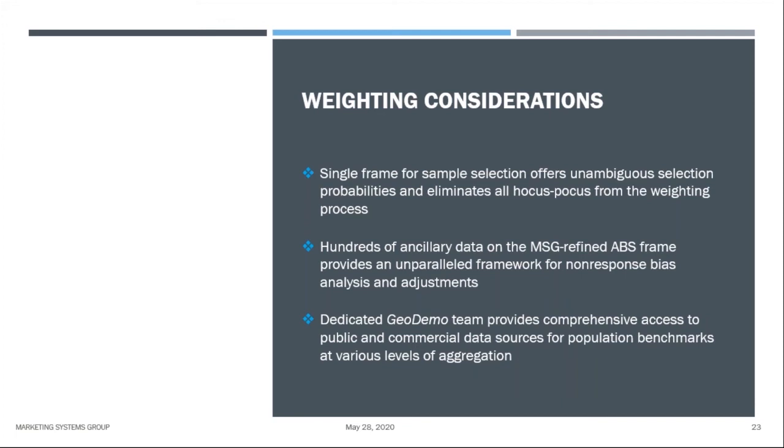Moreover, another beauty of address-based methodology is that because there are hundreds of data items on the entire frame, which means those items are available both for the respondents of your survey and the non-respondents, you have the possibility of very detailed and comprehensive non-response bias analysis and adjustments so that the results that are produced from your surveys are as unbiased as they can be.